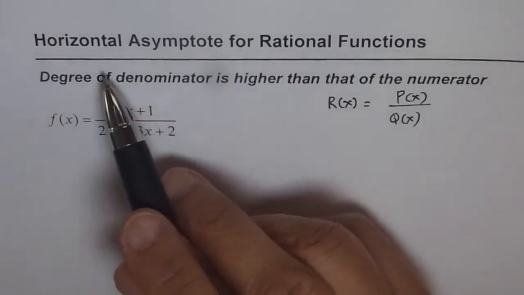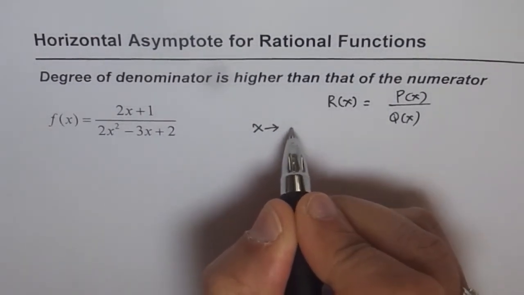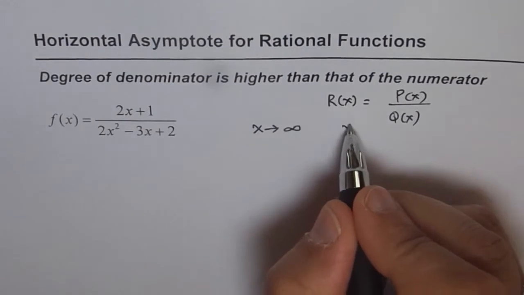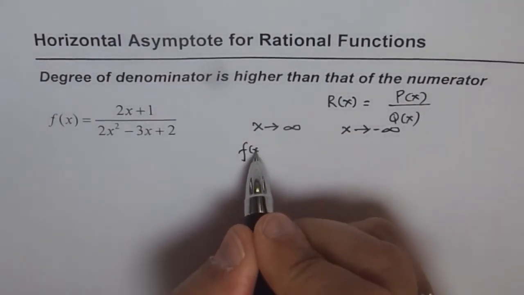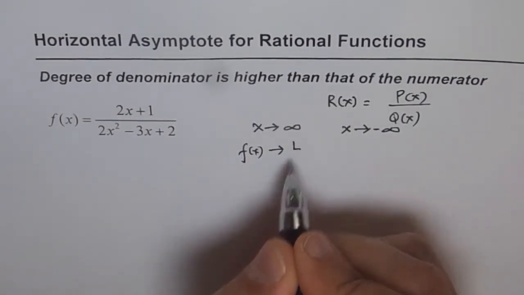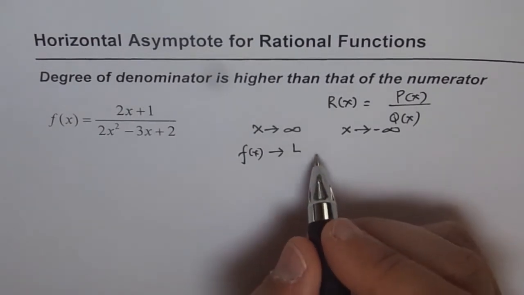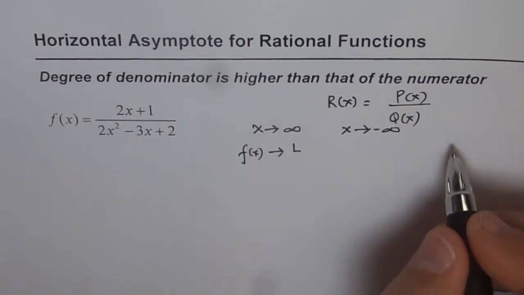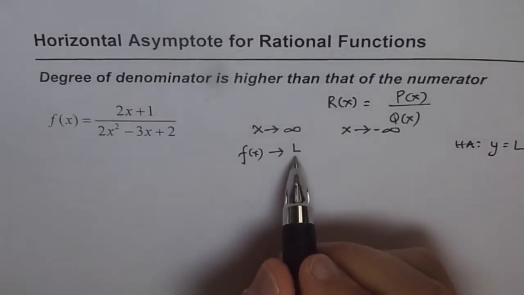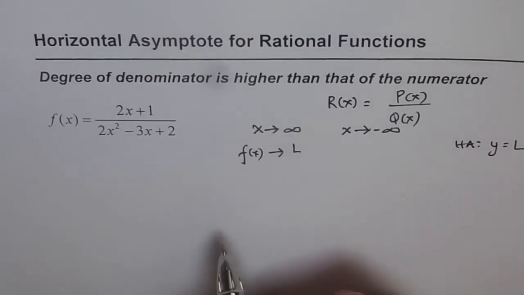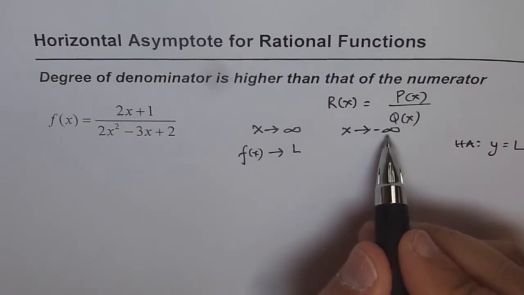When we are trying to work out the horizontal asymptote, we are trying to figure out what happens to the function as x approaches plus infinity or as x approaches minus infinity. If the function f(x) approaches a fixed value, let us say L, then we say that a horizontal asymptote exists, and the equation of the horizontal asymptote is y equals L, the value which the function approaches.